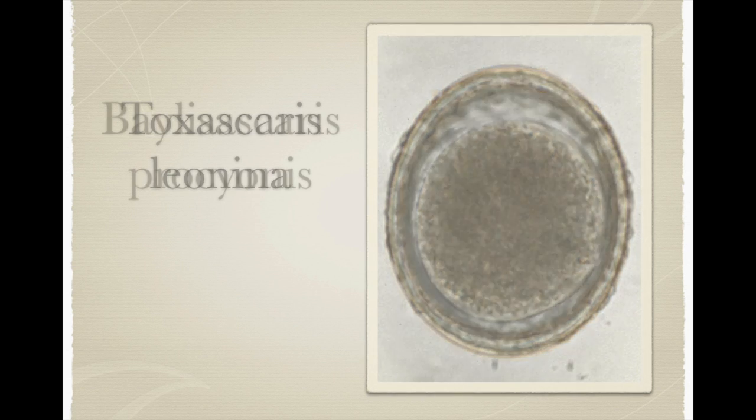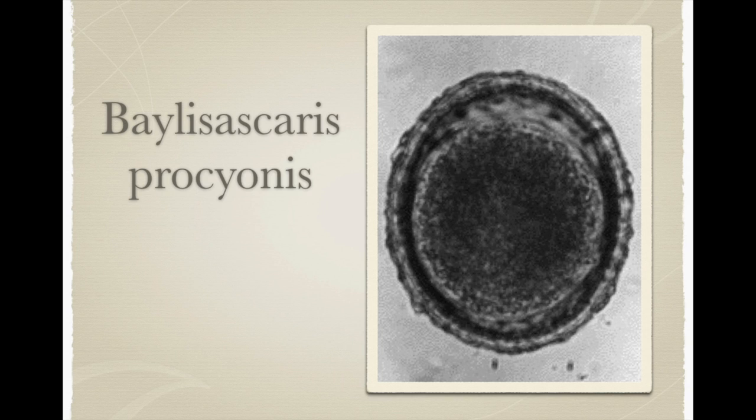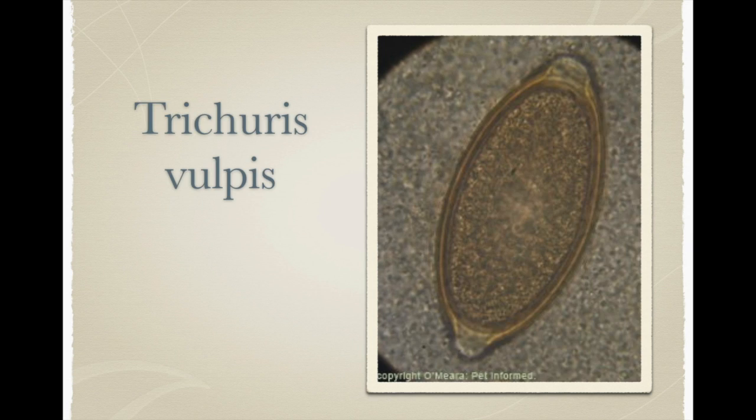The fourth roundworm is Baylisascaris procyonis. It's a raccoon roundworm. It's smaller than the Toxocara canis, also more oval, and the outer is smaller while the inside is bigger. And these are mostly found in raccoons. All the roundworms are zoonotic.